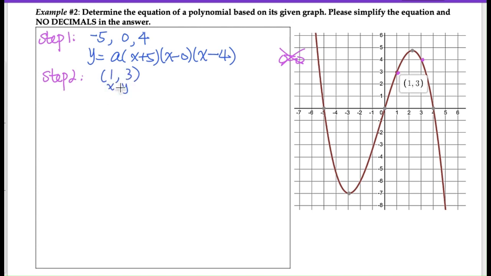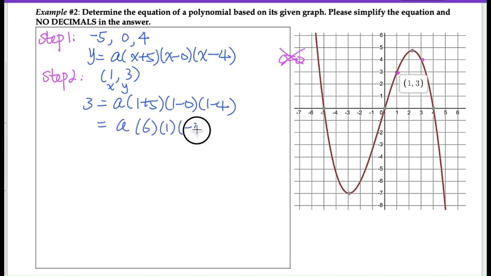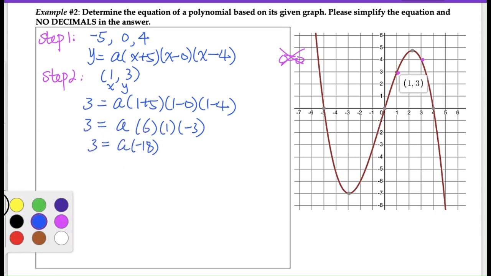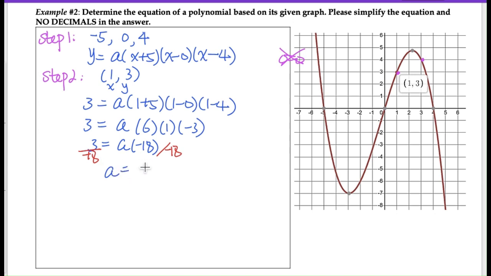And we know that x is 1, y is 3, so we can just plug into the equation as the values show here. And we just need to continue to do the calculation, which is 6 times 1 times -3, and this is 3. So this one becomes 3 equals -18 times a. All we need to do is divide by -18 on both sides. Then we can easily solve for a, which is -3 over 18, and we can simplify this to -1 over 6.